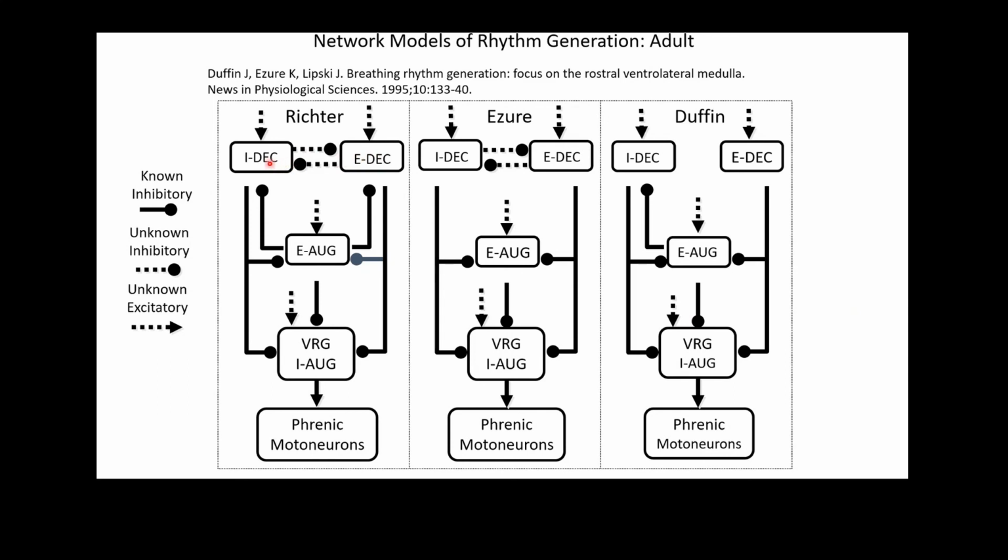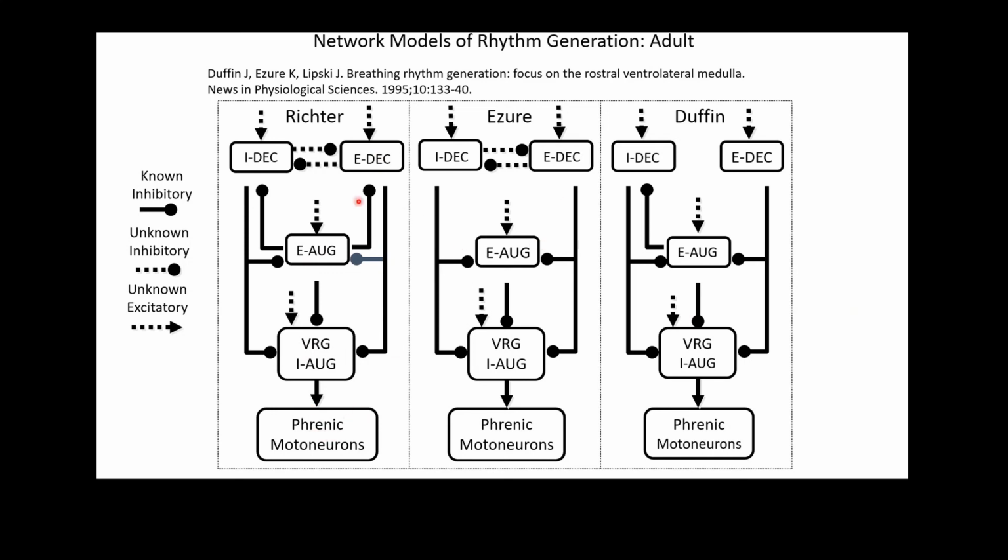What is known to exist, as we've just shown you, is that there is a mutual inhibition between the EOG neuron in the Betzinger complex and the IDEC neuron, shown by these. And the same thing goes for the EDEC neuron. And these, of course, inhibit the ventral respiratory group inspiratory augmenting neurons, as do these. And that generates a respiratory rhythm that operates the phrenic motor neurons.